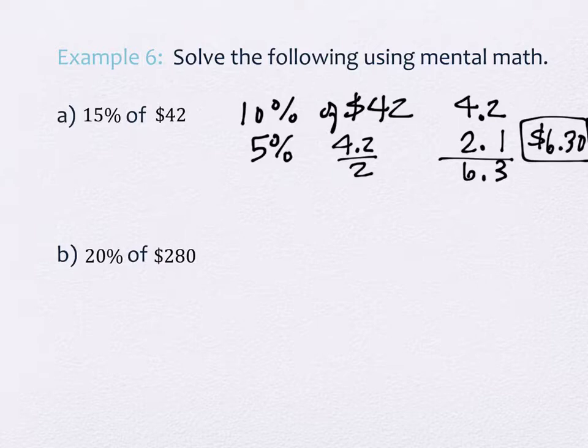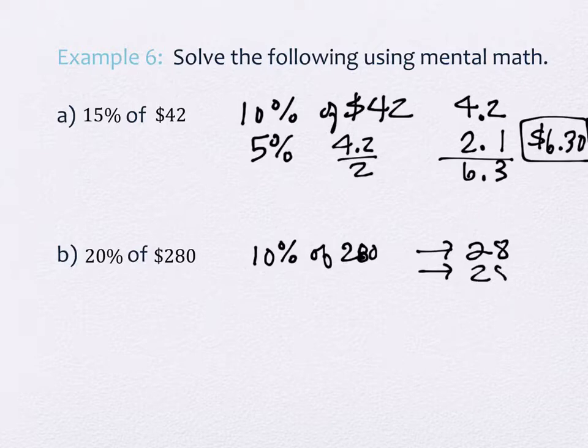What do you want to do? Don't round. We want to keep it exact, so no rounding. We're not estimating, though. Okay. We could probably do 10% pretty easily. 10% of 280 is what? 28? Okay. And then what? Yeah, and then you could do it again. And then what would you do?